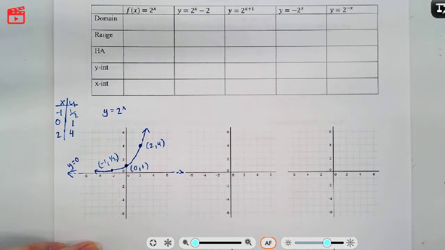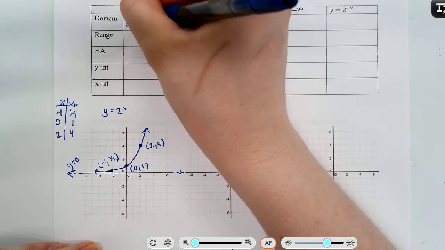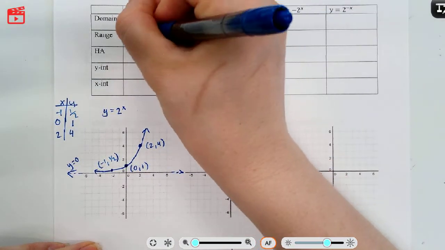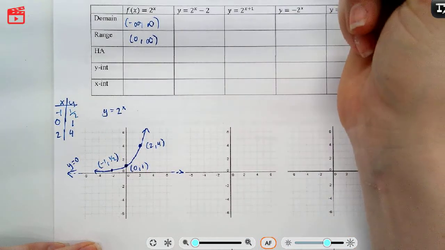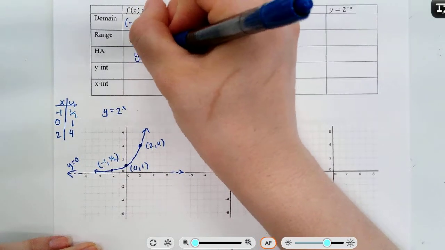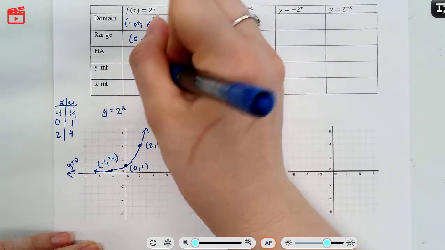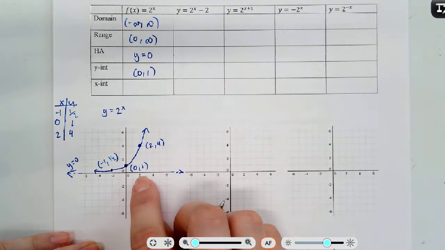So my domain, go ahead and see if you can fill these out and check in with me in a second. Okay, domain, -infinity to +infinity. Range, 0 to infinity. Horizontal asymptote, yes, y equals 0. Y-intercept, 0, 1. Any x-intercepts? Nope, none.